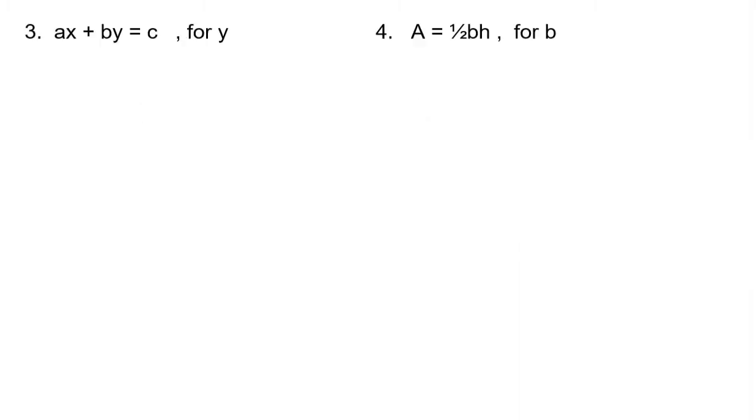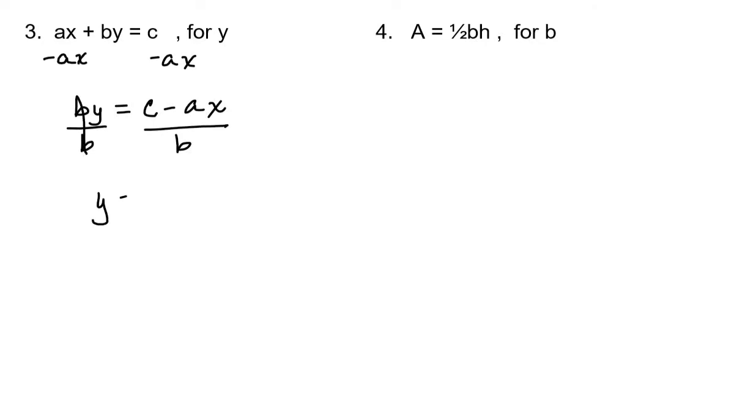Okay, problem 3, I have ax plus by equals c, and I'm solving for y. So I need to get rid of the b, and I need to get rid of the ax. I'm going to get rid of the ax first. Remember that you get rid of what's added or subtracted first. So in order to get rid of that ax, I need to subtract it from both sides of the equation. That leaves me with just by on the left-hand side. On the right-hand side, I have c minus ax. From here, I'm going to divide both sides of the equation by b. So the b's cancel, and I have c minus ax divided by b.